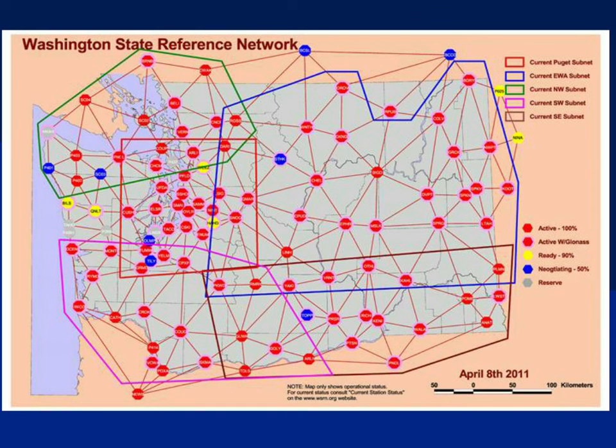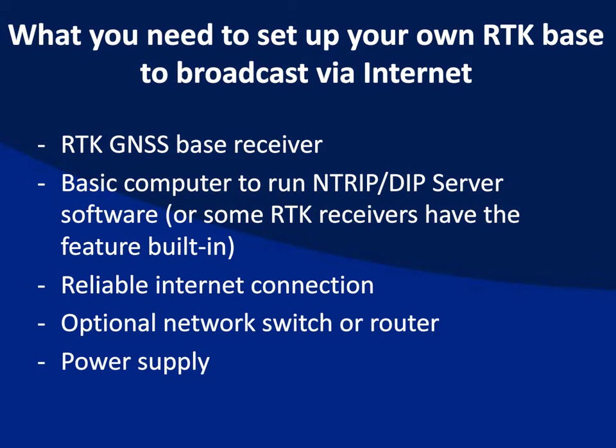So this next slide is, okay, what happens if you don't have any RTK bases local to you and you want to set up your own? And I did this earlier this year, actually. And again, the same components are needed. You need an RTK base receiver, a basic computer to run the NTRIP server software. But some RTK receivers have this NTRIP capability built inside them, and I've done it both ways. A reliable internet connection, and then an optional network switch or router, and you need, of course, some power.